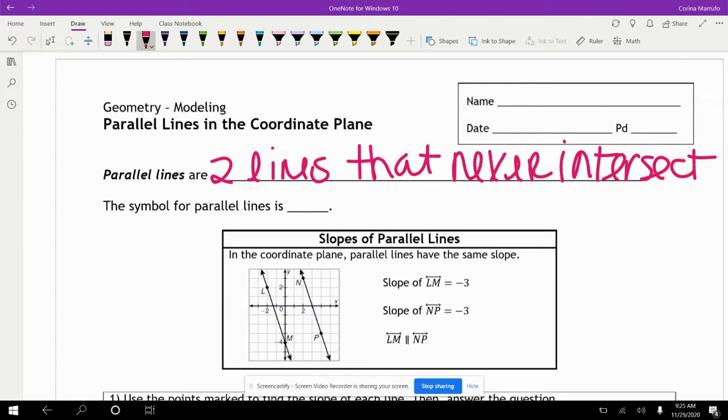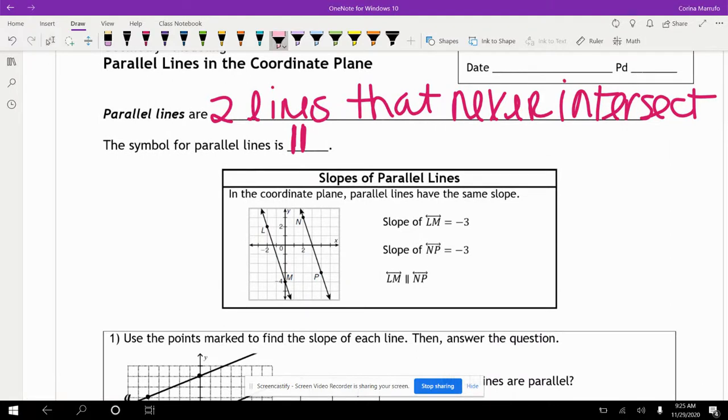Okay, so the symbol for parallel is going to be two lines that are straight up and down, and they're a little bit thicker than normal. They're kind of side by side, so you can see them right here. That's the symbol for parallel. Now here it says in the coordinate plane, parallel lines have the same slope. The slope of line LM is -3. So here's LM, and the slope is -3. Because it goes down 3 and to the right 1, the other line also has to follow the same pattern so that they can never intersect. So the slope of NP is also going to be -3. If they have the same slope, then you can say that the two lines are parallel.